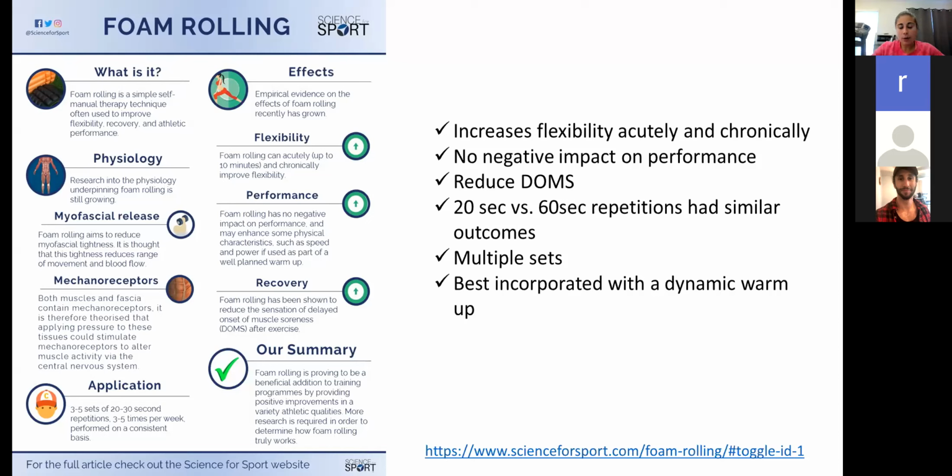Okay. And we don't see a negative impact on performance. Great. We don't want that to happen, right? We don't want to see it decreasing performance.